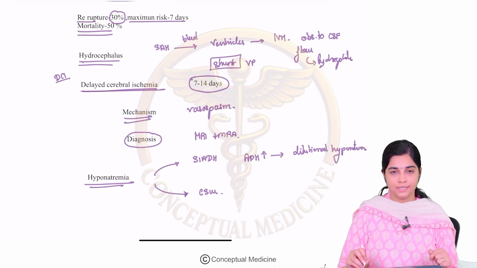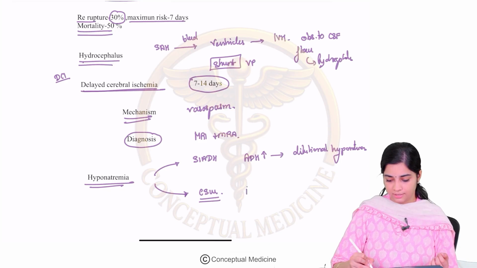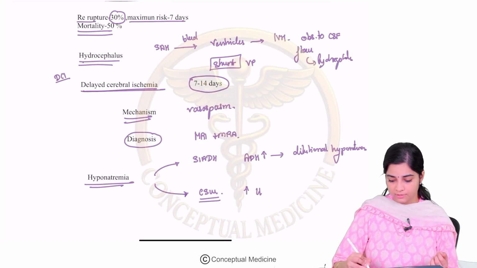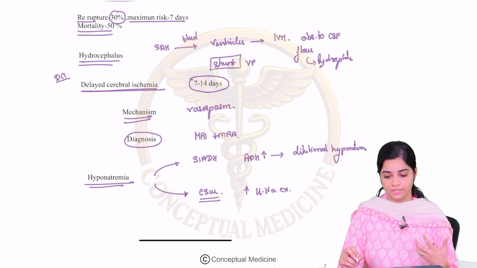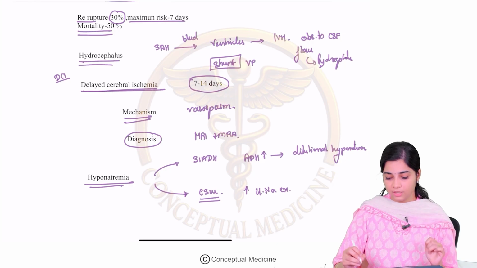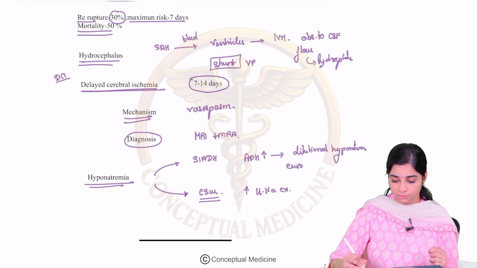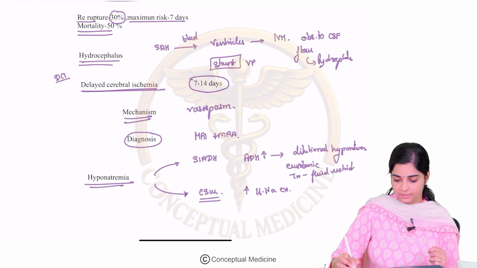Now this SIADH has to be differentiated from another condition, cerebral salt wasting syndrome, where due to the SAH there is increased urinary sodium excretion. How will you differentiate between SIADH and cerebral salt wasting? Here only 2-3 points I will discuss. Mechanisms have been discussed in the hyponatremia class. In SIADH, the patient will be euvolemic and the treatment is fluid restriction.